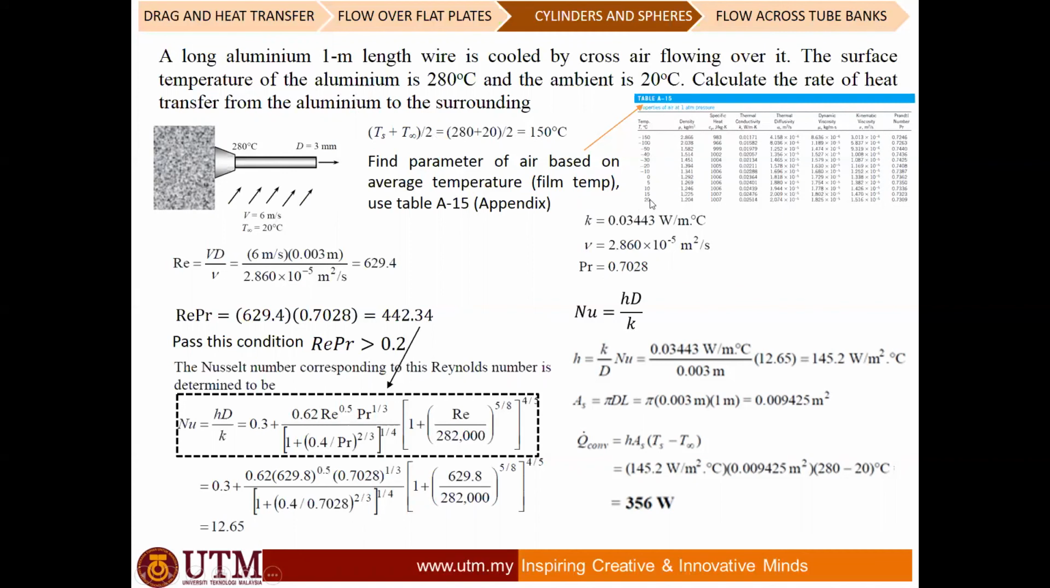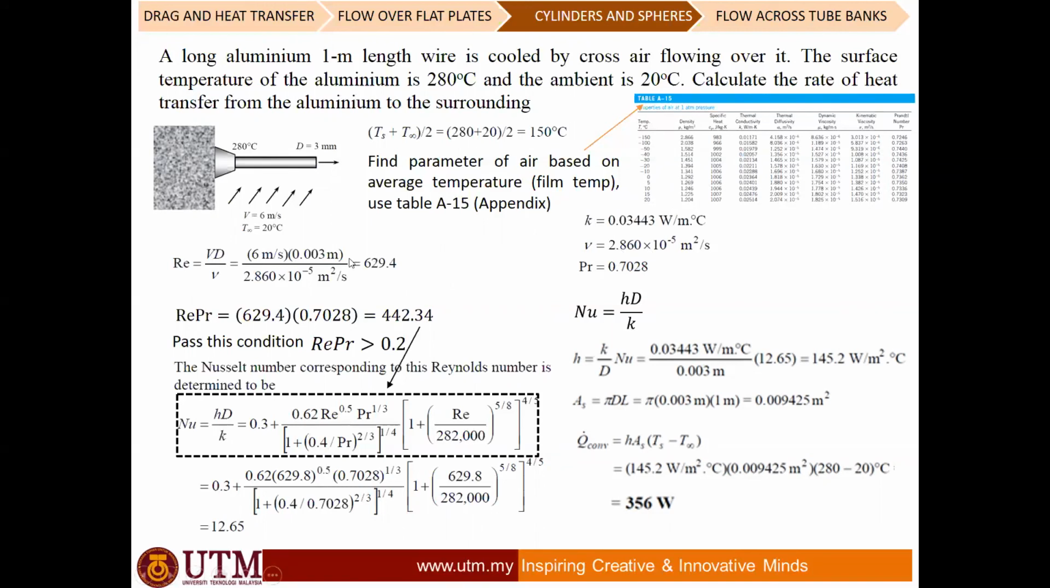Look at the properties of air at 150, and you can choose the values that you want. So density, you might want to consider specific heat. The most important things are thermal conductivity and the Prandtl number. Next, you finish obtaining all the air parameters based on this temperature. Next, you calculate the Reynolds number because you want to choose which correlation you need to use.